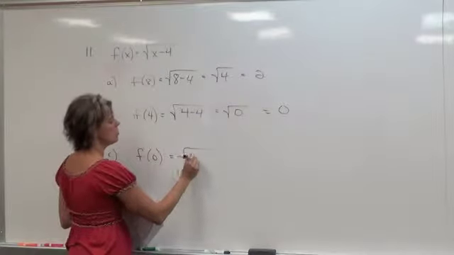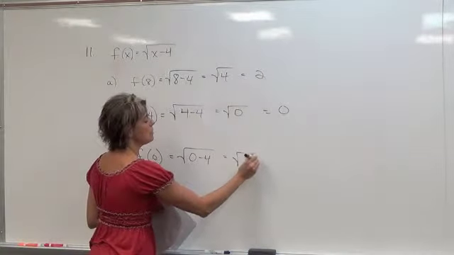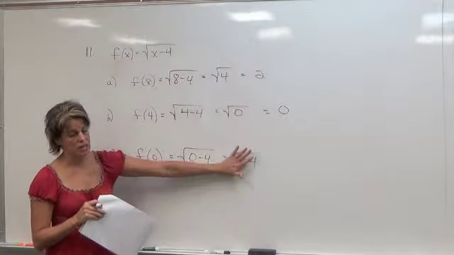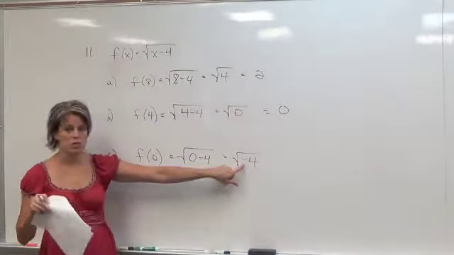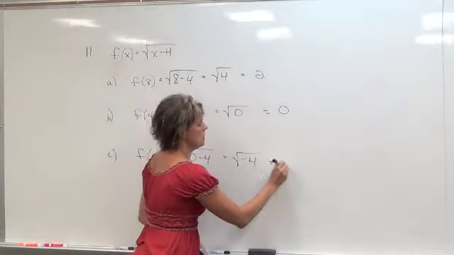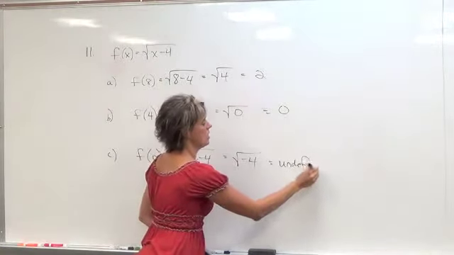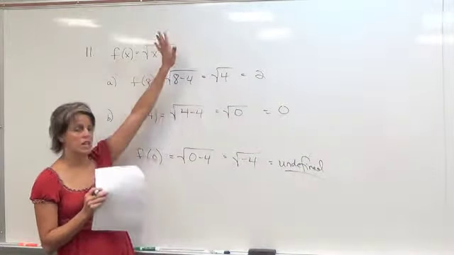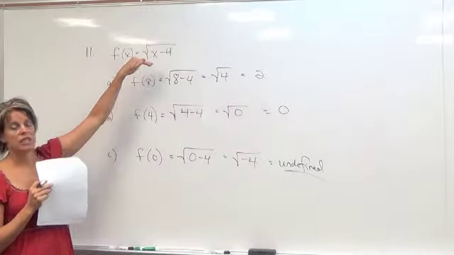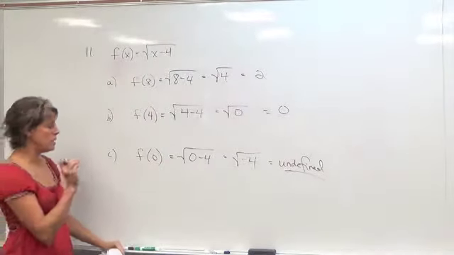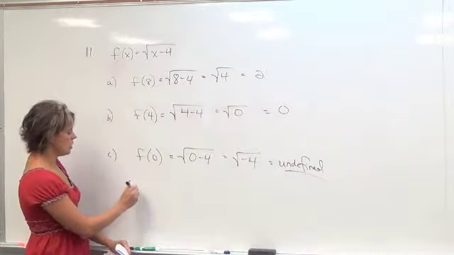I'm going to get 0 minus 4, which is negative 4. We are dealing with only real numbers here. This would be an imaginary number. You can't take the square root of a negative and have a real number. So this one is what we call undefined. So be really careful that when you plug in a value, you can't have a negative under a square root sign.